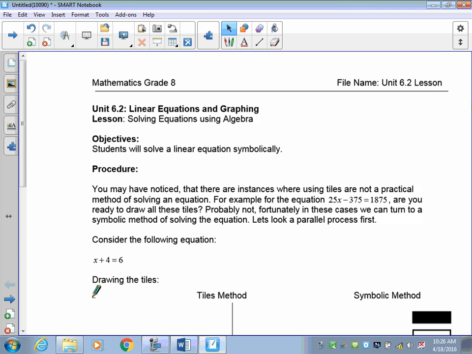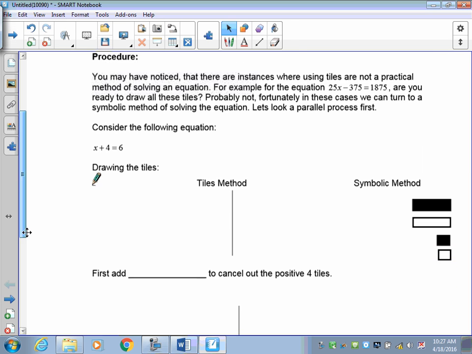All right, welcome to lesson 6.2, grade 8. In this lesson, we're now going to change you from using tiles into what we call symbolic. Now, symbolic is simply letters and numbers, whereas tiles are what we refer to as concrete materials.